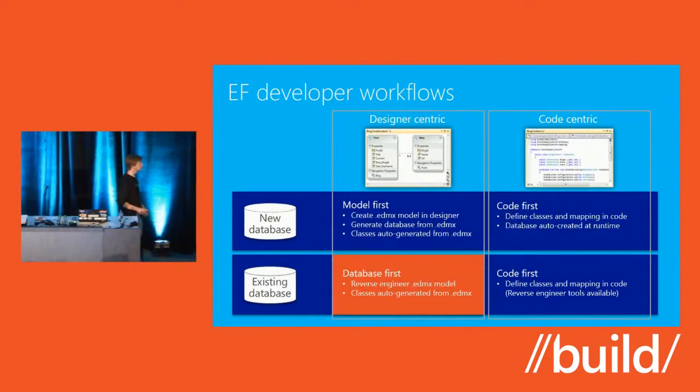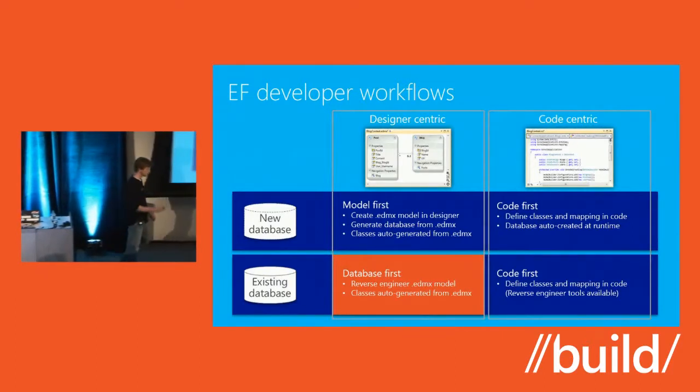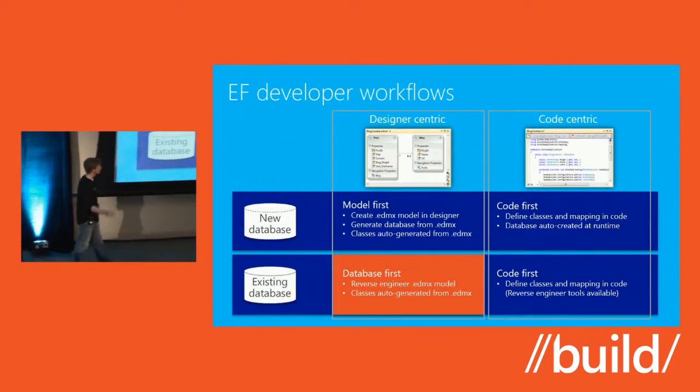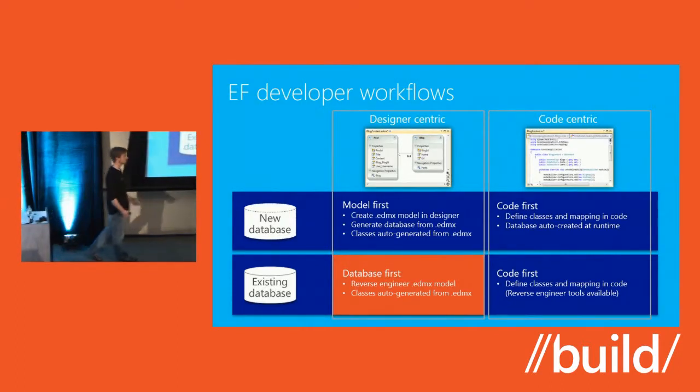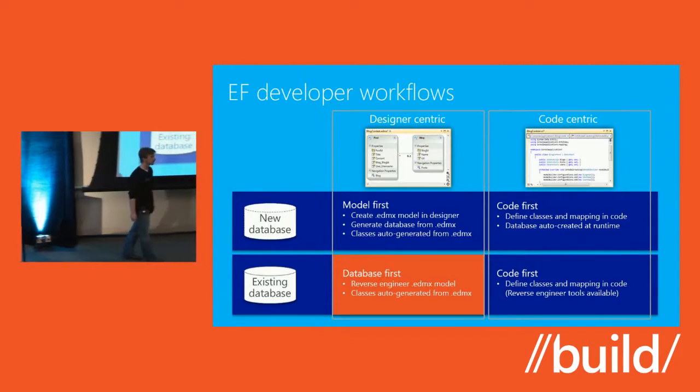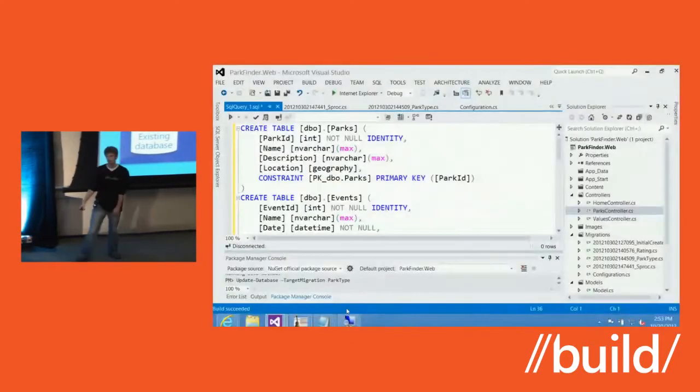So in this demo, we just looked at the top right corner, which was code first to a new database. I just want to take a couple of minutes to walk through the complete opposite corner. So what does it look like if we're using, say, the EF designer, because we like boxes and lines more than code, to map to an existing database?